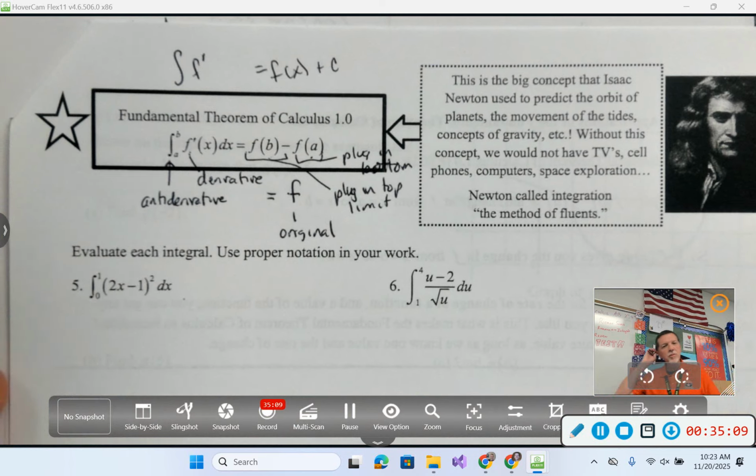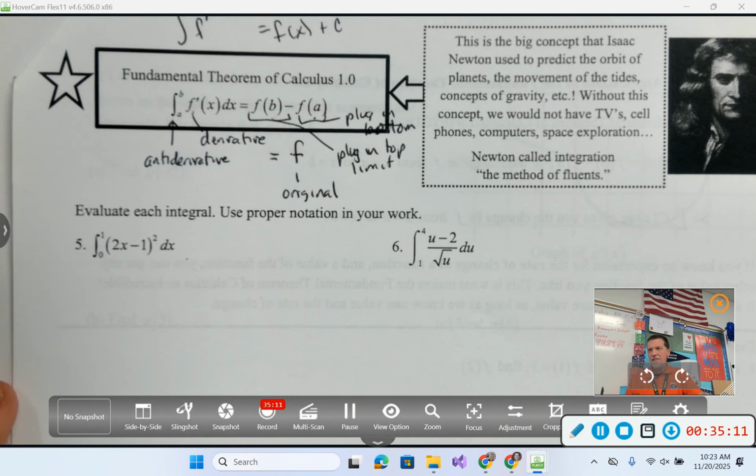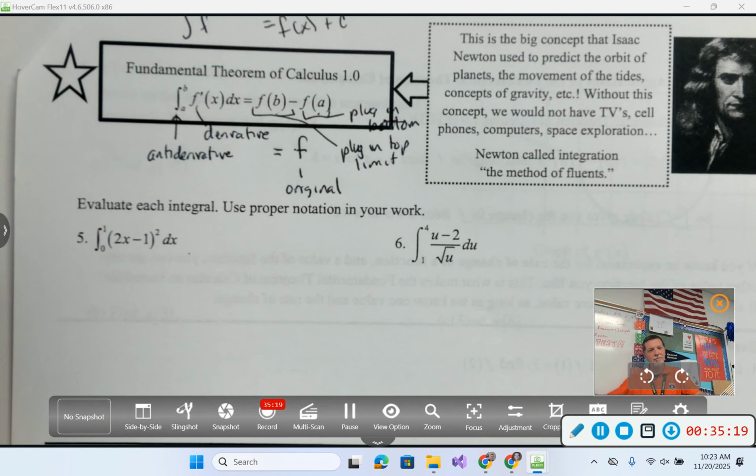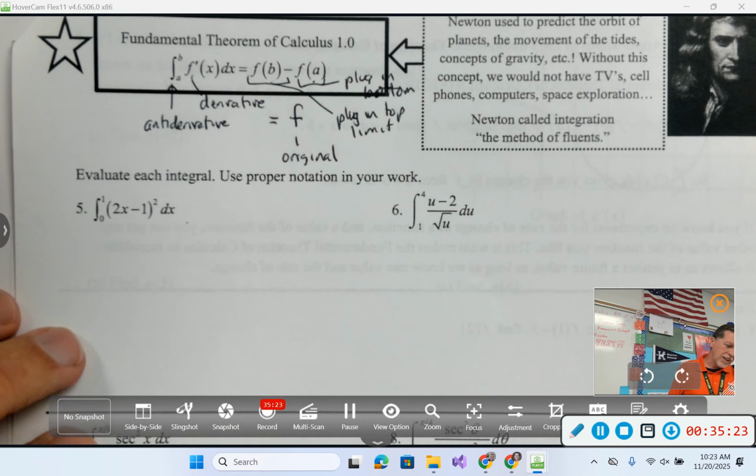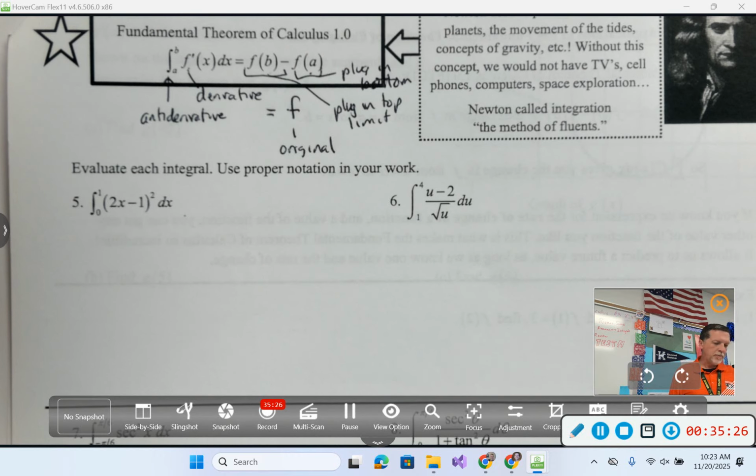Plug in the top minus plug in the bottom. Take an antiderivative, plug in the top minus plug in the bottom. That's what we're going to be doing for the next, well, in some ways, couple days, but in some ways, the rest of the year. Take an antiderivative, plug in the top, minus plug in the bottom. Okay, so number 5.